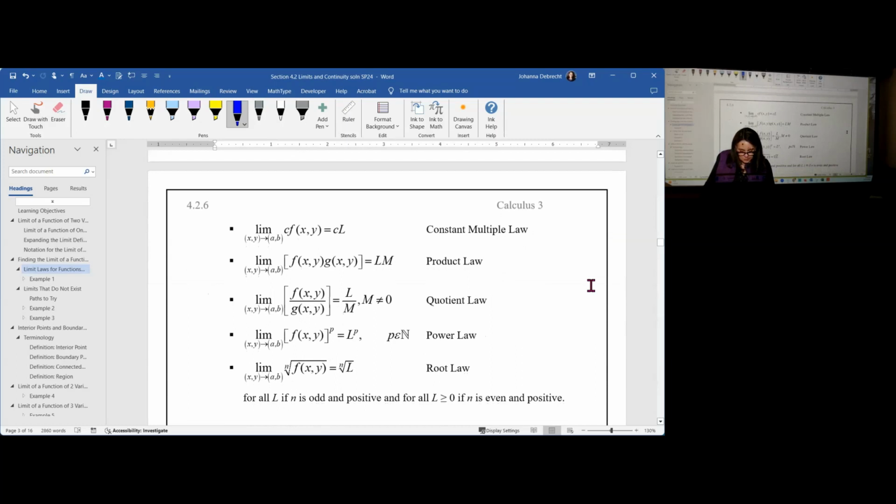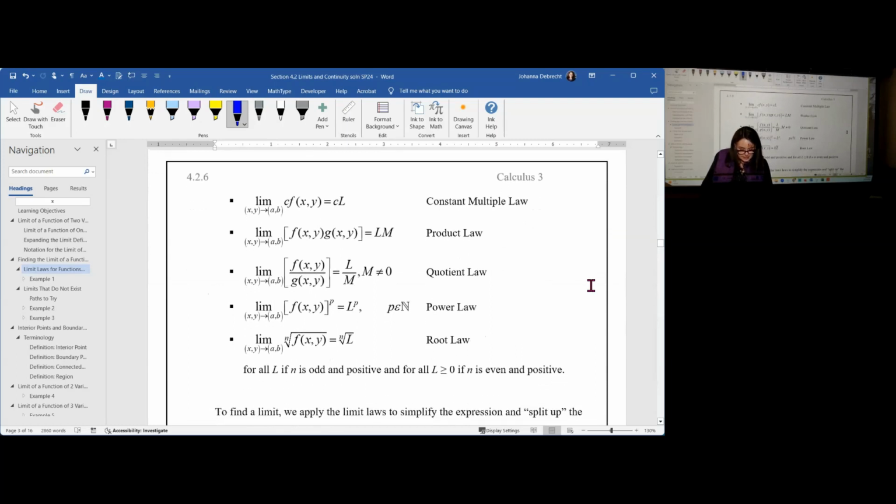Now, there are a few more we need to go through. Let's take a look at the rest. If I have a constant multiplied by that function of multiple variables, it affects the limit value by multiplying it by a constant. This is exactly the same as what we saw in functions of one variable.